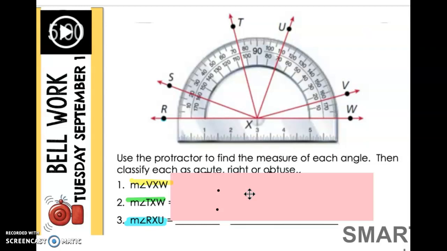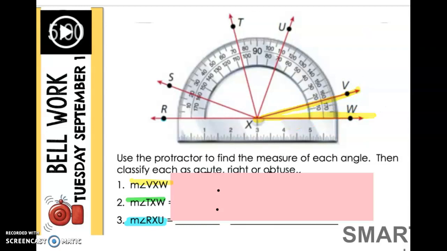Remember, acute angles are less than 90 degrees, right angles are equal to 90 degrees, and obtuse angles are more than 90 degrees but less than 180 degrees. So first let's look at angle VXW. This tells us we need to find the measure of angle VXW. That's what that little M means. It means find the measure of. So we're going to look at angle VXW here.